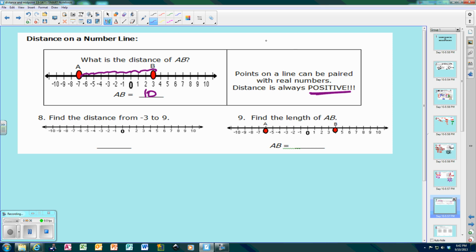So the way to figure that out is you take the first number and subtract the second number, and then it's always absolute value. So you put it inside the bars to always be positive.